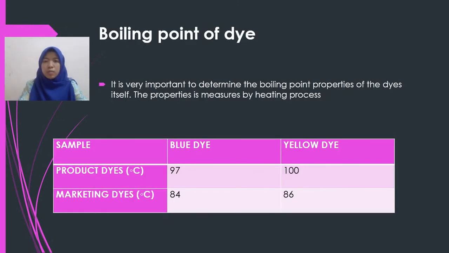The last one is the boiling point of the dye. The result shows that the natural extracted dyes have a higher boiling point compared to the marketing dyes. This is because the addition of the salt will increase the boiling point of the dyes. So it can withstand a higher temperature compared to the marketing dyes.